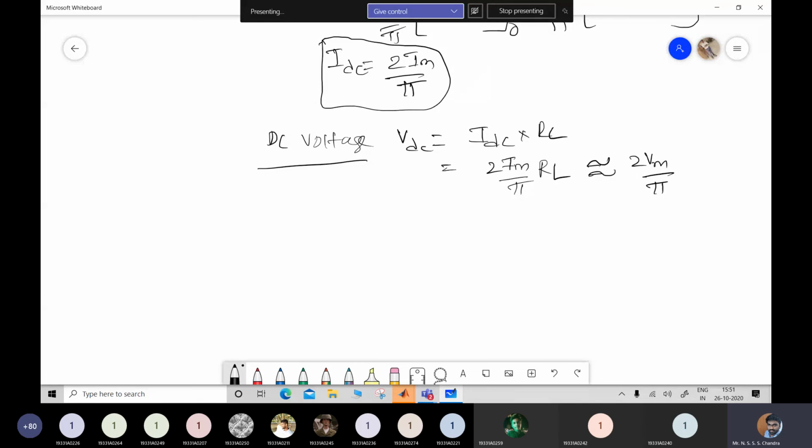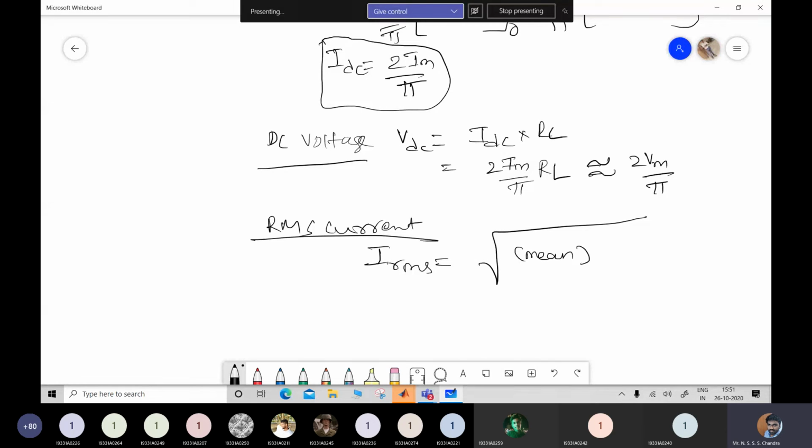Next we'll be considering the RMS current, or output RMS AC current, IRMS. RMS is nothing but root over mean square, right? Root over mean of squares. Mean means again average.